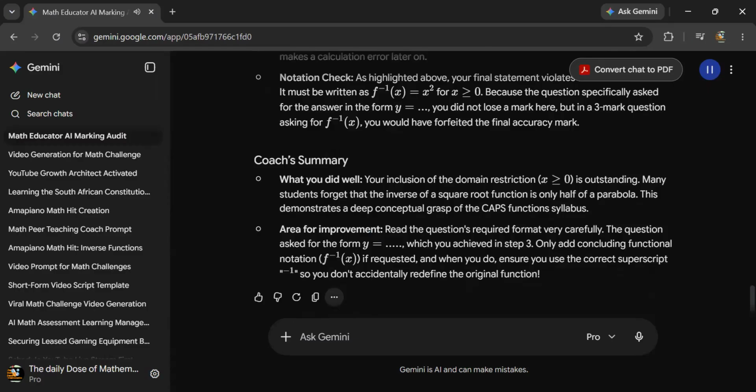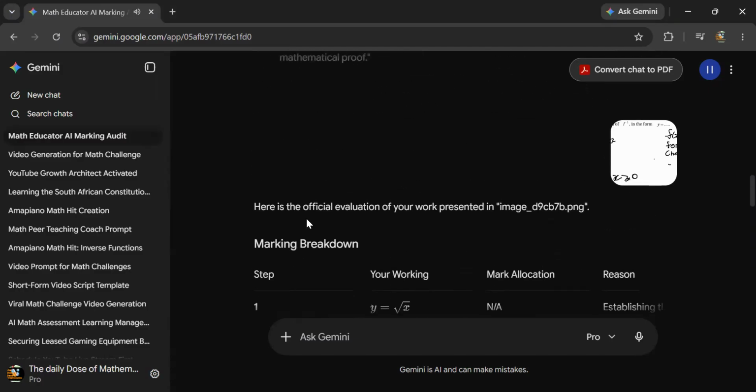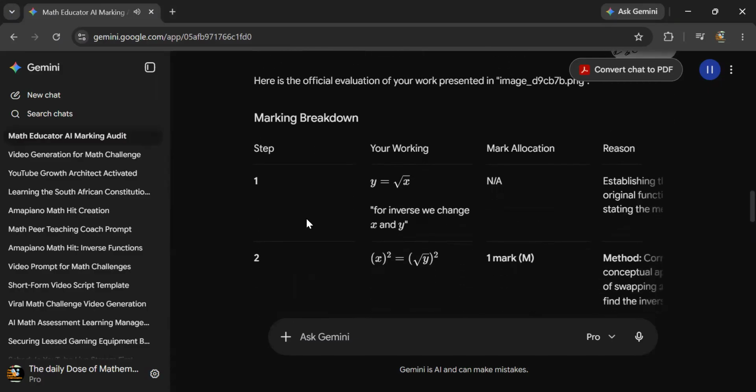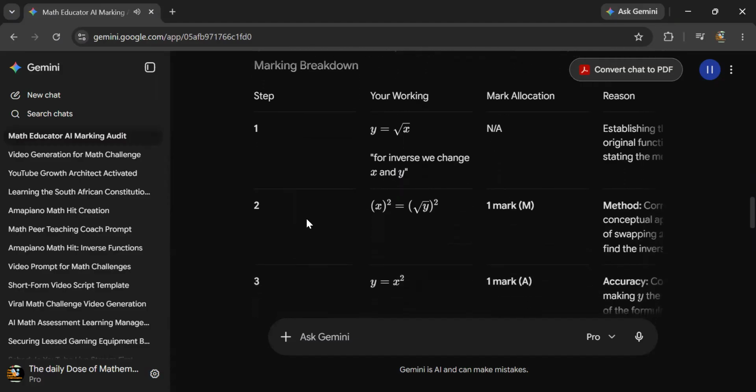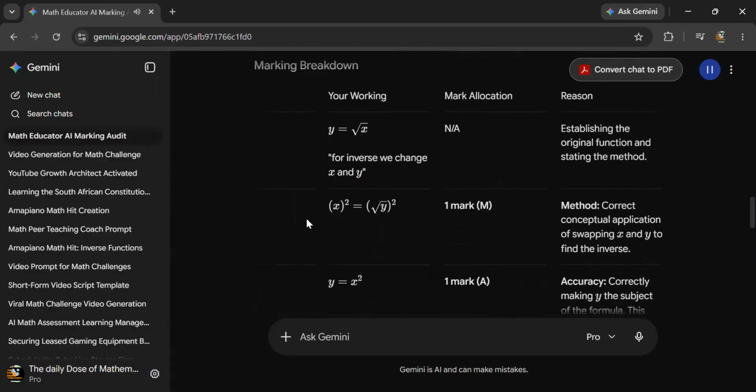Here is the official evaluation of your work, presented in image. Marking breakdown. Step, your working, mark allocation. Reason 1: y equals sqrt x. For inverse we change x and y. N.A. Establishing the original function and stating the method.